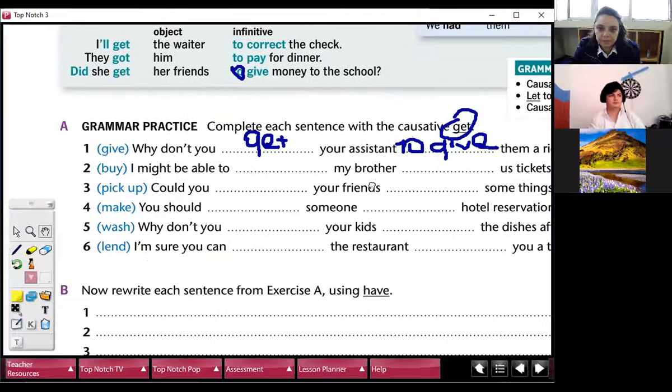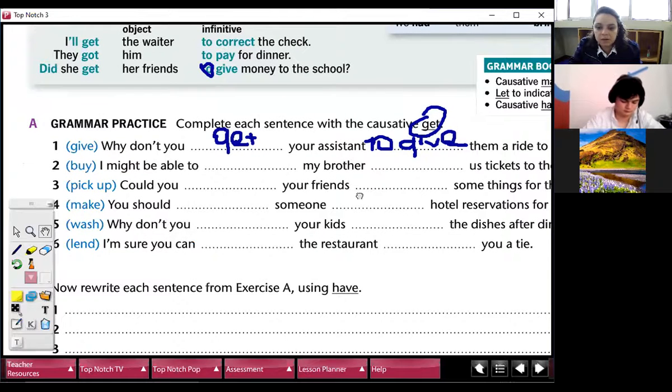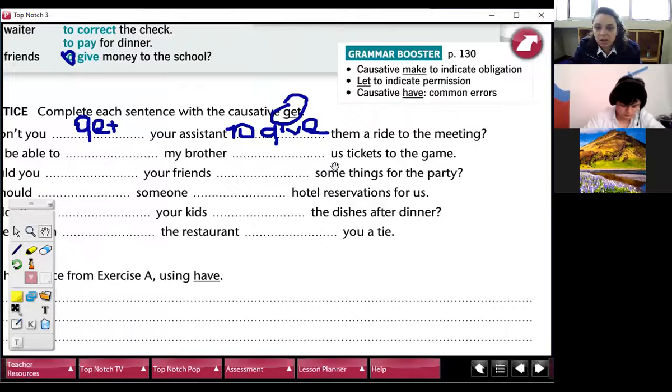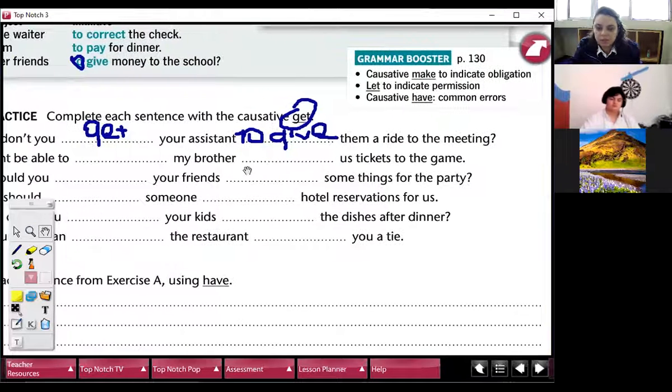Number 2. I might be able to, you have to complete with get, my brother to buy us tickets to the game, and then the rest of the sentence. Let's stop right there.